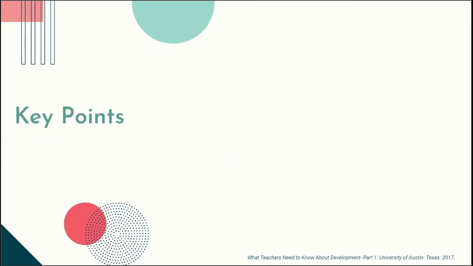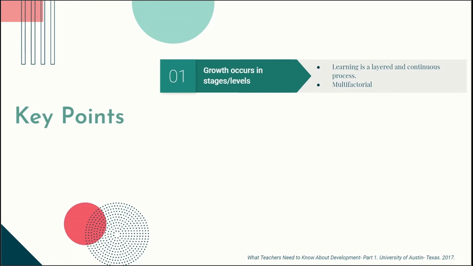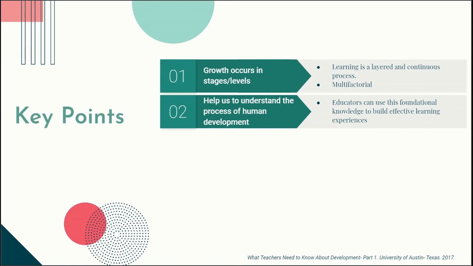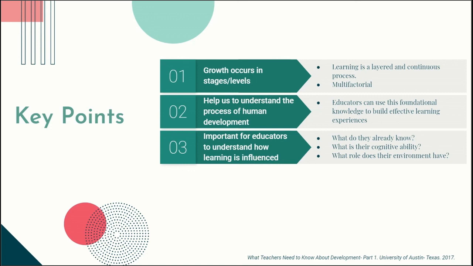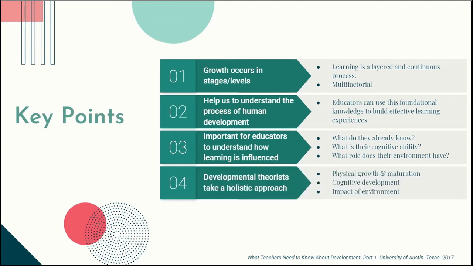To summarize, first, according to many of the developmental theorists, there are stages, steps, or systems that interact or must be achieved by individuals in order to move forward. Number two, it is important for educators to understand the process of human development because it helps build foundational knowledge. Number three, understanding the learner's cognitive ability and current environmental context can help instructors design effective learning experiences. And lastly, these models provide a holistic perspective on development that can help educators understand the factors that affect growth, maturation, and learning behaviors.